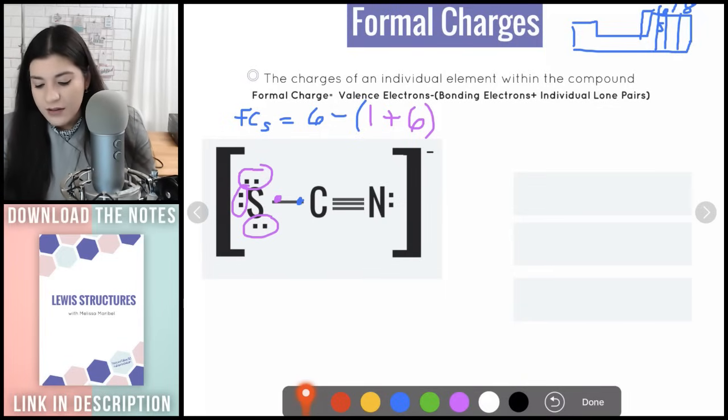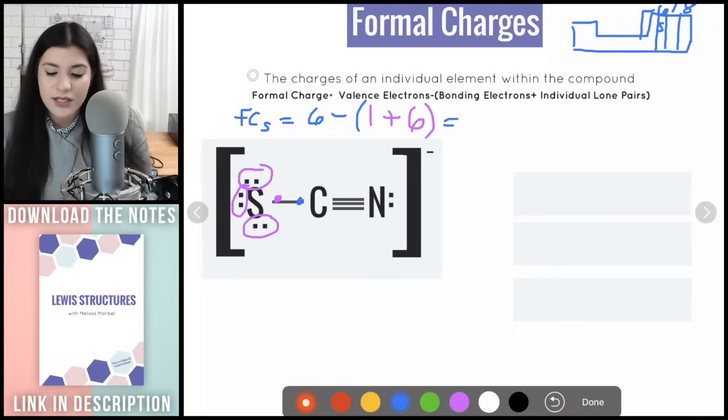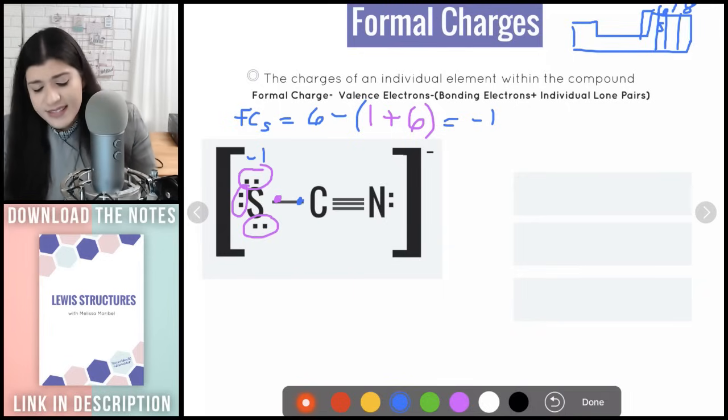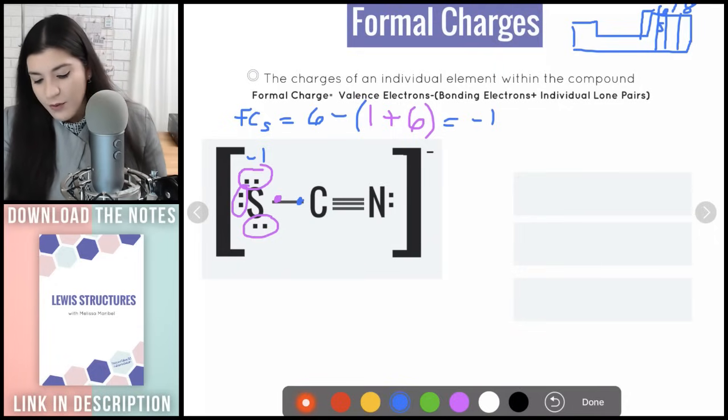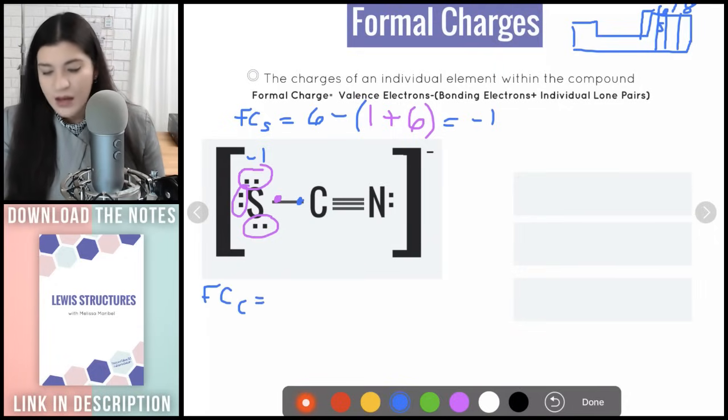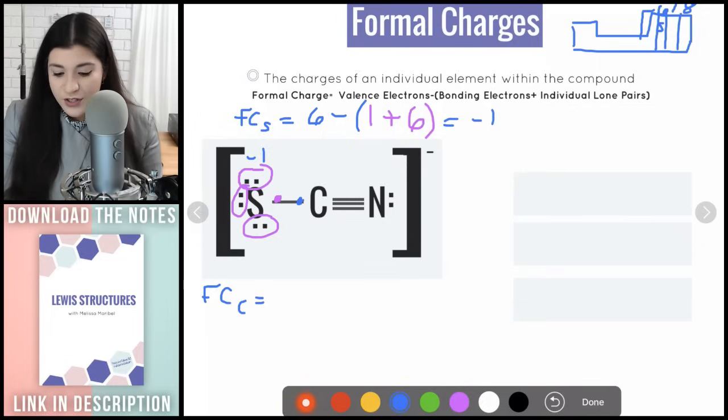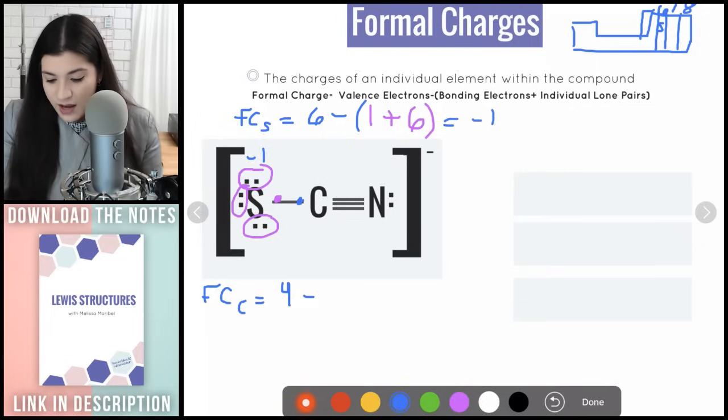And then next, I'm going to combine everything. So this is really 6 minus 7, so this is -1. So I know sulfur has a -1 charge. And then next, let's do the same thing for carbon. So for carbon, I would find the formal charge of carbon. The typical valence electrons for carbon is 4. I'm going to subtract this by however many electrons are bonded to that.